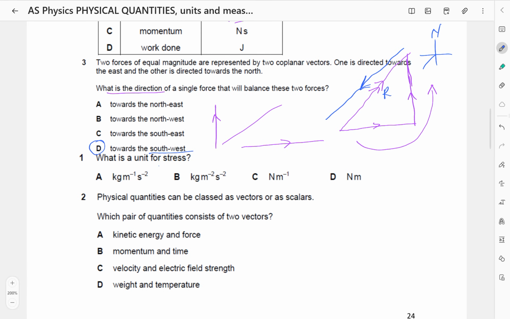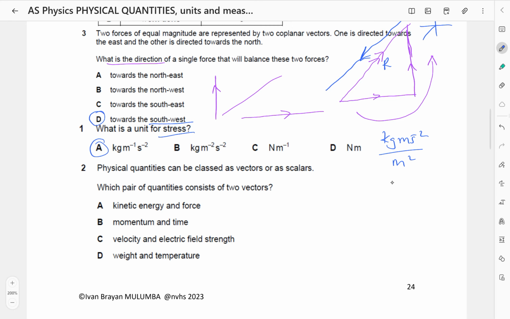What is a unit of stress? Stress is force over area, and force is kilogram meters per second squared divided by area, which is meters squared. So meters over meters squared, I think it becomes kilogram per meter per second squared. So the answer is going to be A.